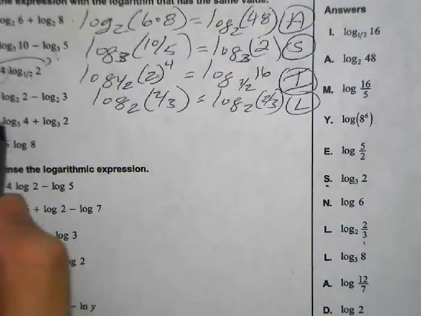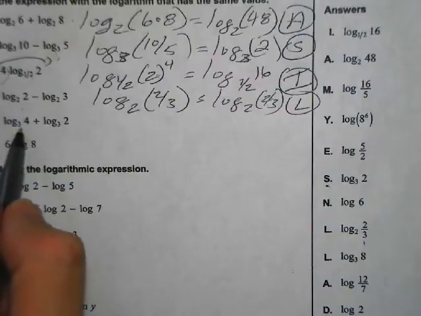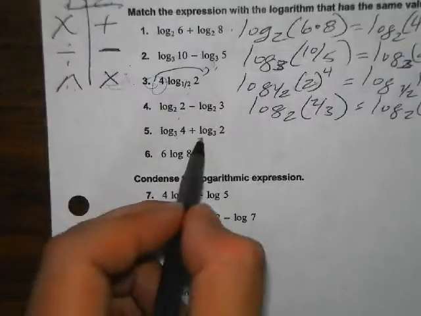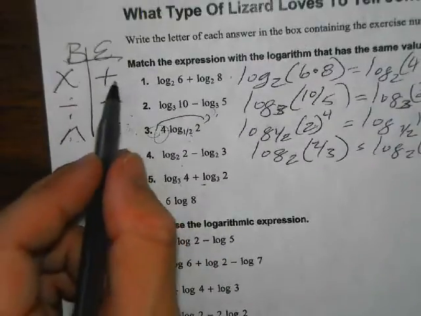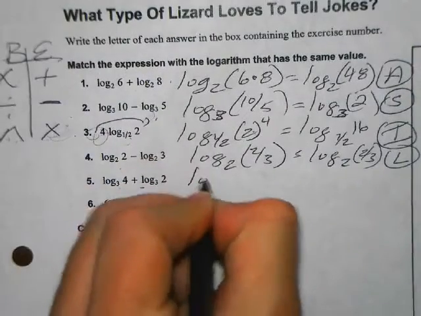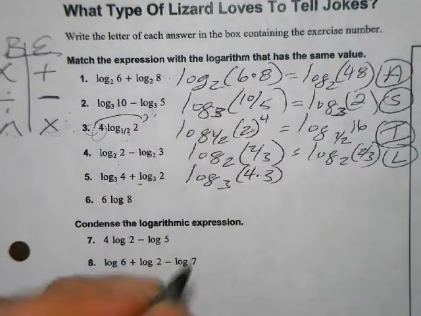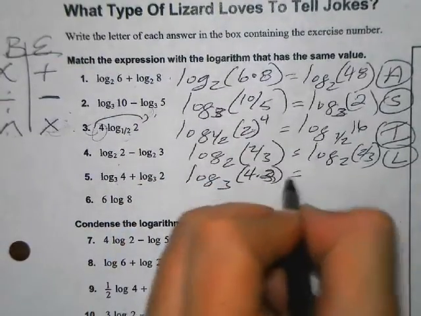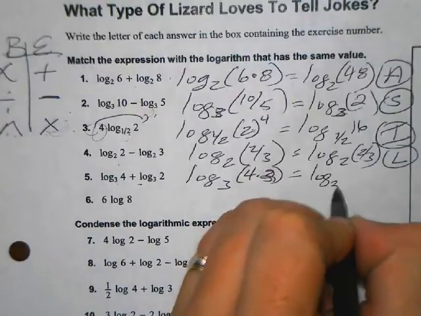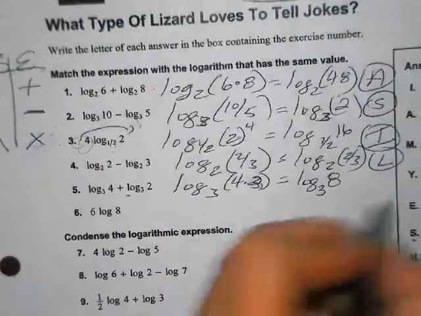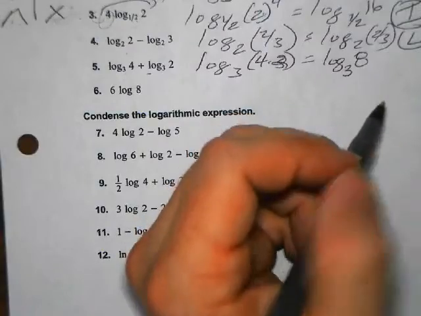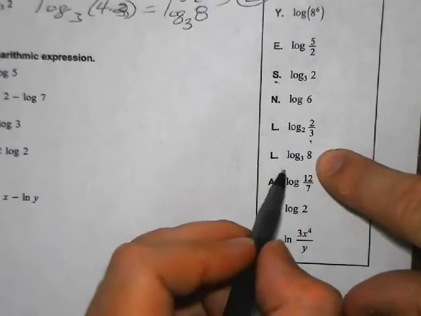Alright, now we get on to the next one. We have log in base 3 of 4 plus. Whenever I'm adding up my exponents, this means that I actually multiplied my bases. So log in base 3 of 4 times 3, or excuse me, 4 times 2, which will be log in base 3 of 8. This down here, log in base 3 of 8, matches with L.